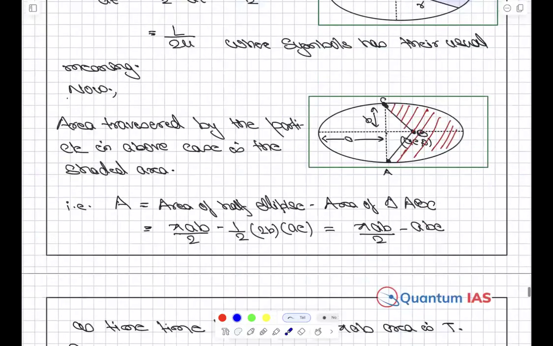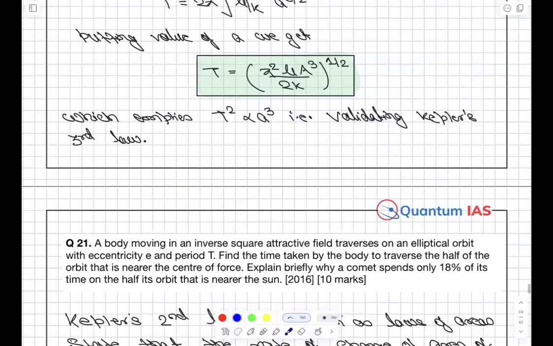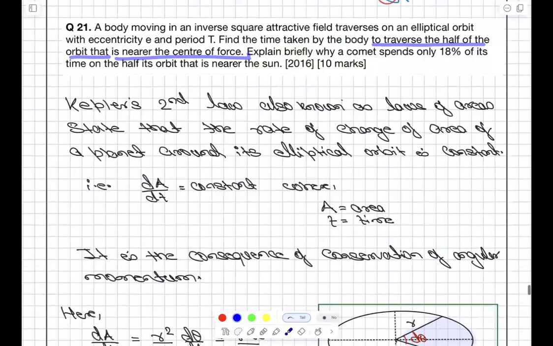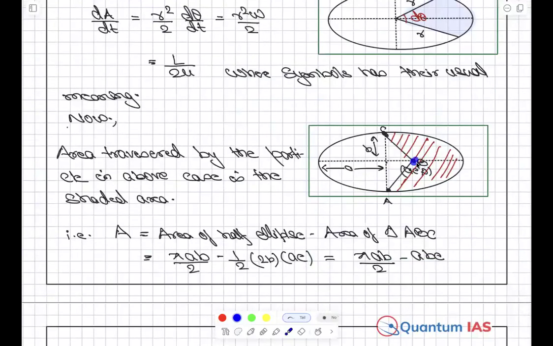Now coming to the question, the area traversed by the particle in our case is what? सुनो अच्छे से क्वेश्चन। Find the time taken by the body to traverse the half of the orbit that is near to the center of force. Half the orbit near to the center of the force. This is center of the force. Half the orbit क्या होगा? यहाँ से यहाँ से यहाँ, half तो ही है। कितना एरिया कवर किया है?